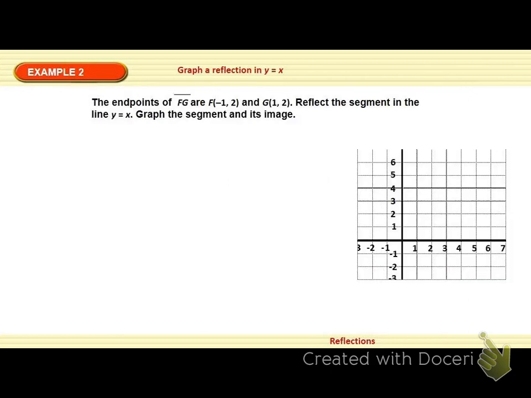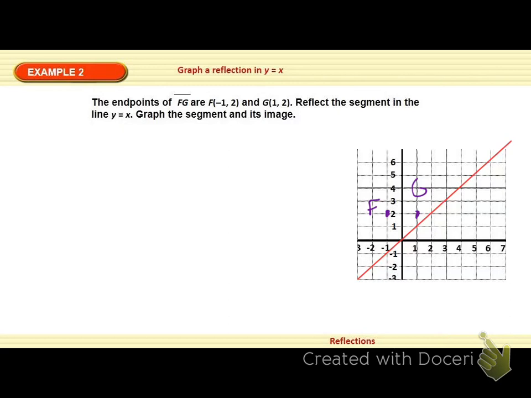Okay? All right. Now we're going to get into some of those more predictable lines of reflection where we can use the rules, right? So first off here, segment FG has coordinates for its endpoints, (-1, 2) for F, and (1, 2) for G. And we want to reflect that in the line y equals x. Now remember, y equals x is a line whose y-intercept is 0, so it starts at the origin and has a slope of 1. So you'd go up 1, right 1, up 1, right 1, and so that line would end up looking something like that.